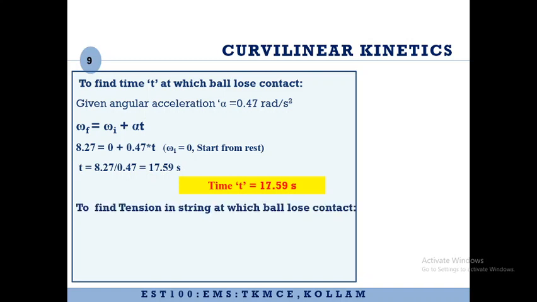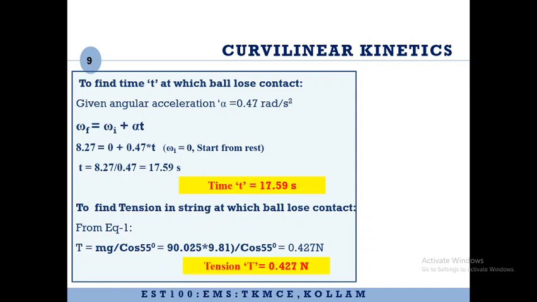Now to find the tension in the string at which the ball loses contact, from equation 1, T is equal to mg by cos 55 degree. If we substitute, we will get tension as 0.427 Newton. You can check this value of tension by finding the tension from the second equation also. So these are our answers. At 17.59 seconds, the ball is going to lose contact with the surface and the tension in the string is 0.427 Newton.